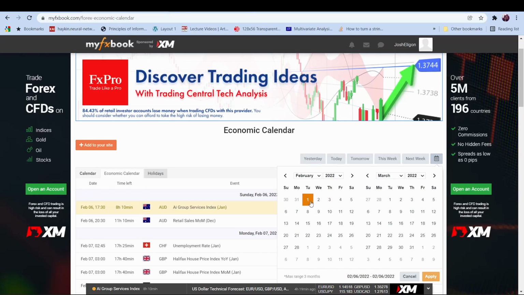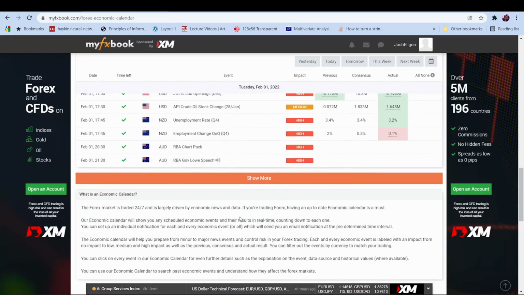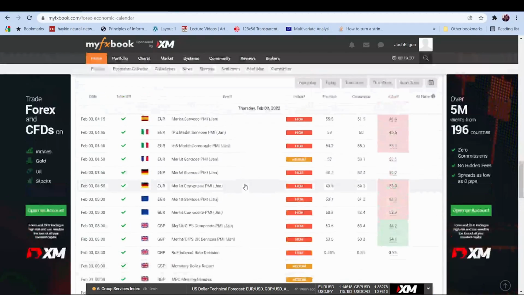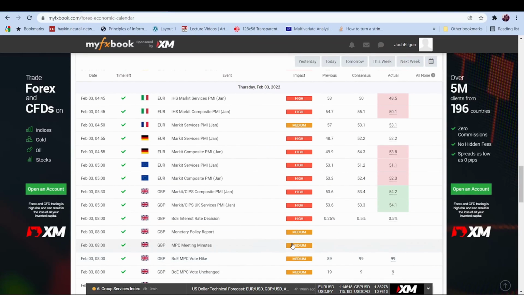For some people, they're like, oh wow, he had a loss. Why did he lose? So let's just look at it. If we're looking at the 3rd of February, we can see right here we had two news events. One being the GBP, the BOE Bank of England interest rate decision. You can see the previous was 0.25%, and the consensus was that the interest rates will move higher. As you know, as interest rates rise, it's considered good for a currency.